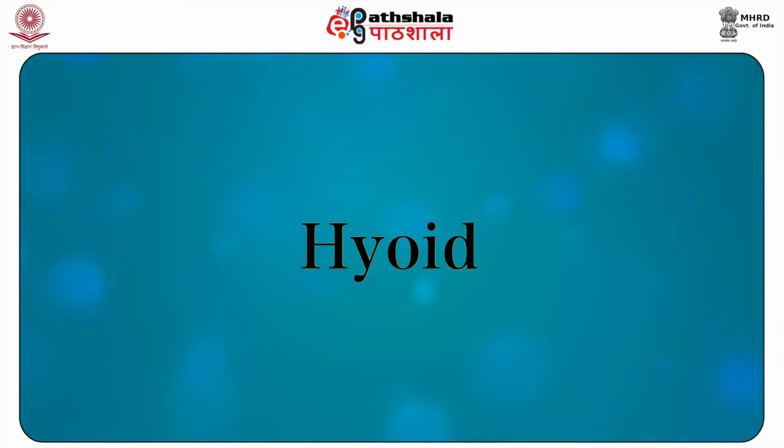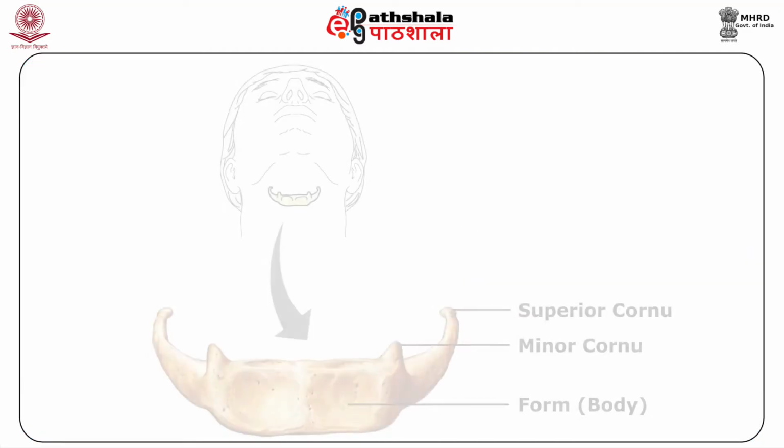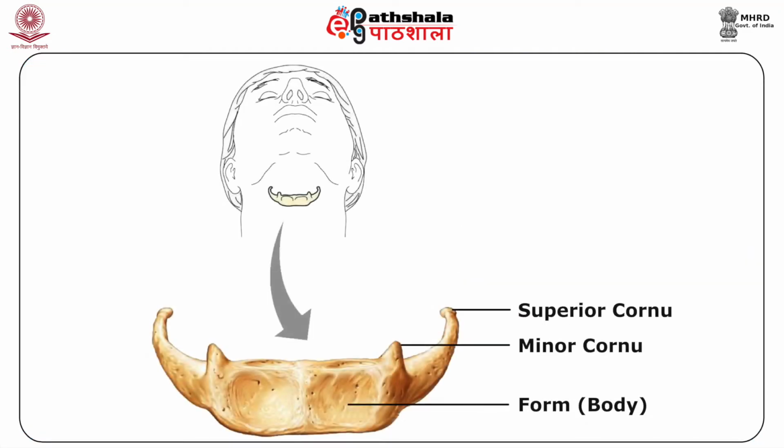Now the another irregular bone is the hyoid. The hyoid bone is shaped like a horseshoe which is suspended from the tip of the styloid processes of the temporal bones by the stylohyoid ligaments. It comprises 5 parts, that is a body, two superior cornua and two inferior or minor cornua.